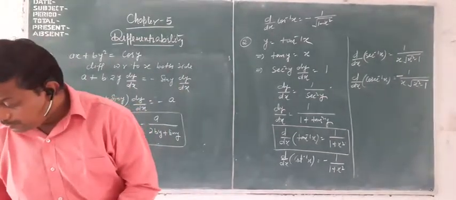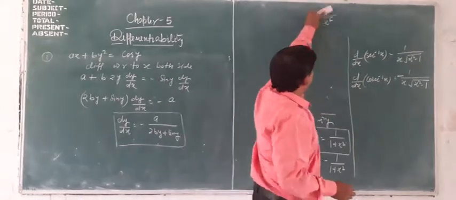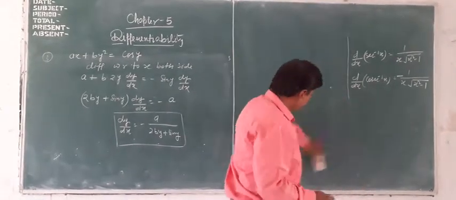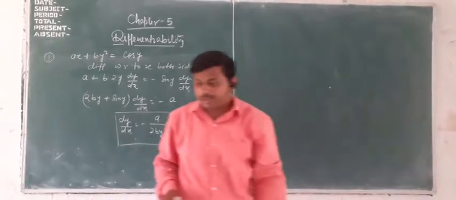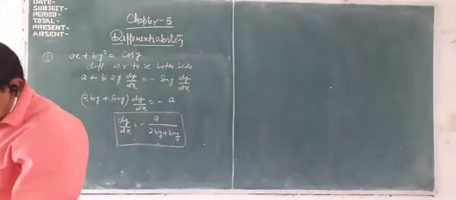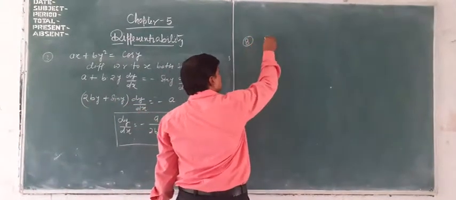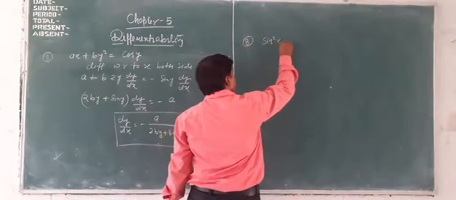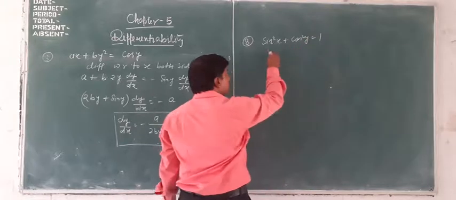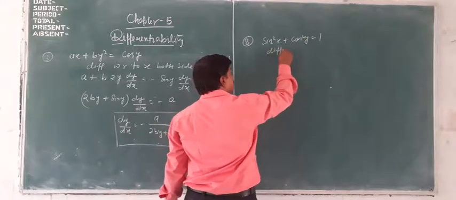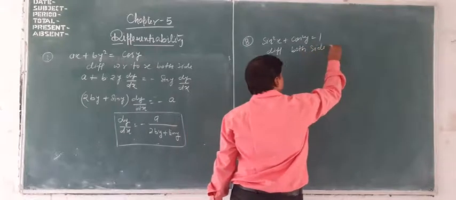Similarly, we will complete question number 8 of this exercise. Question number 8 is that sin square x plus cos square y equal to 1. So again differentiate both sides with respect to x.